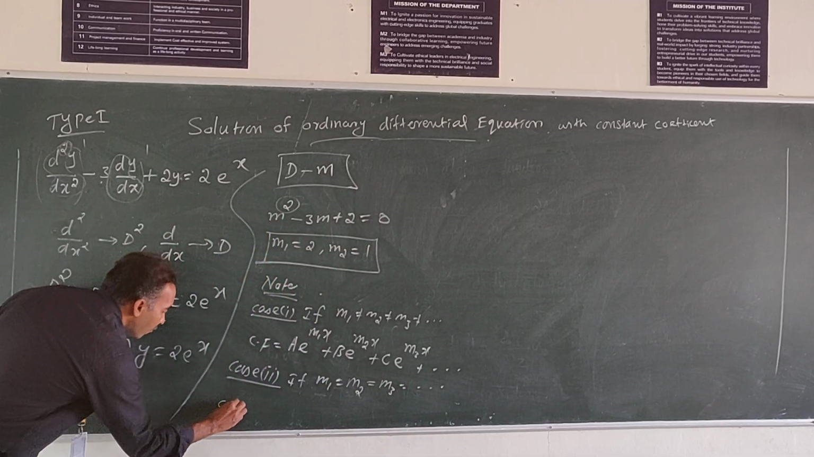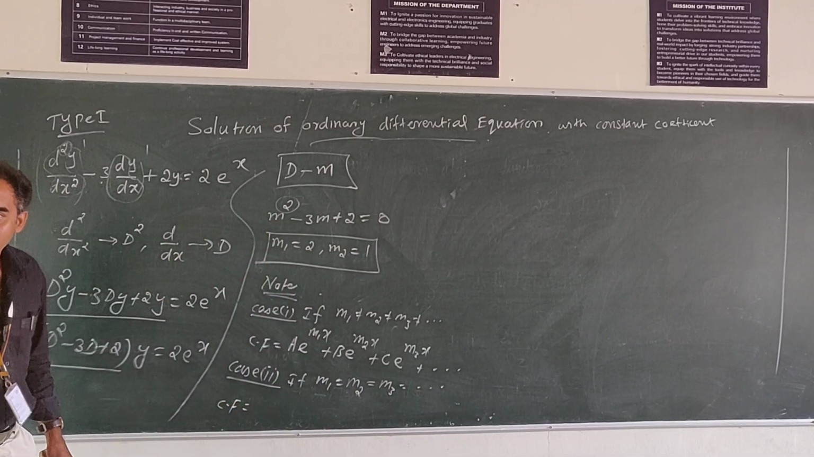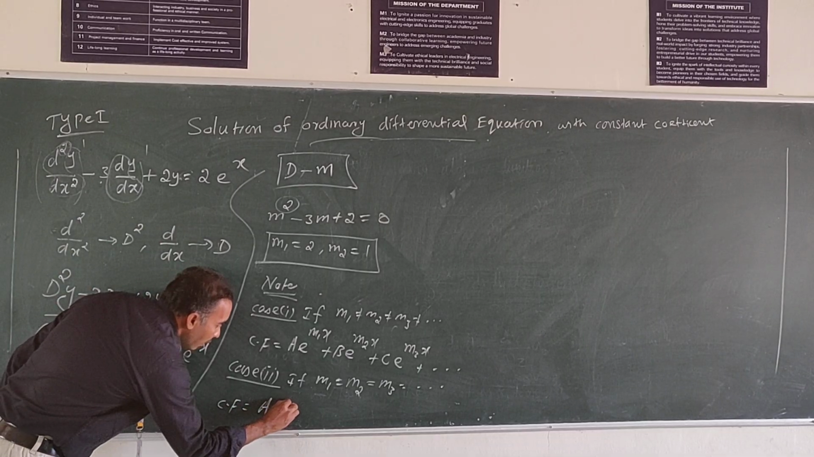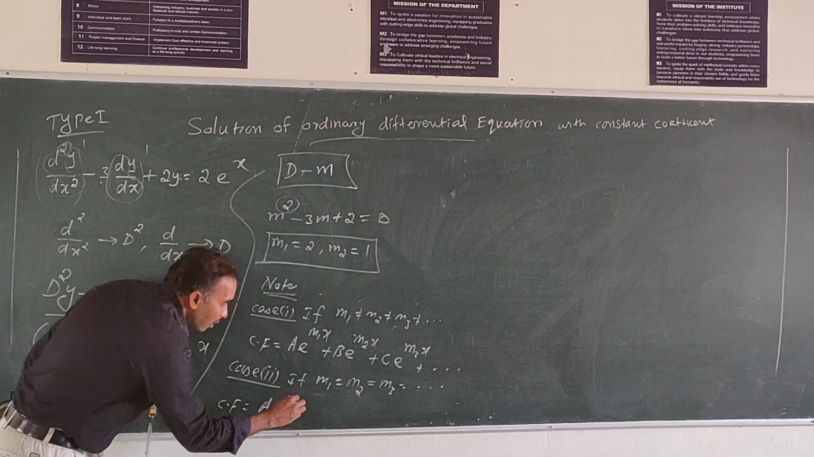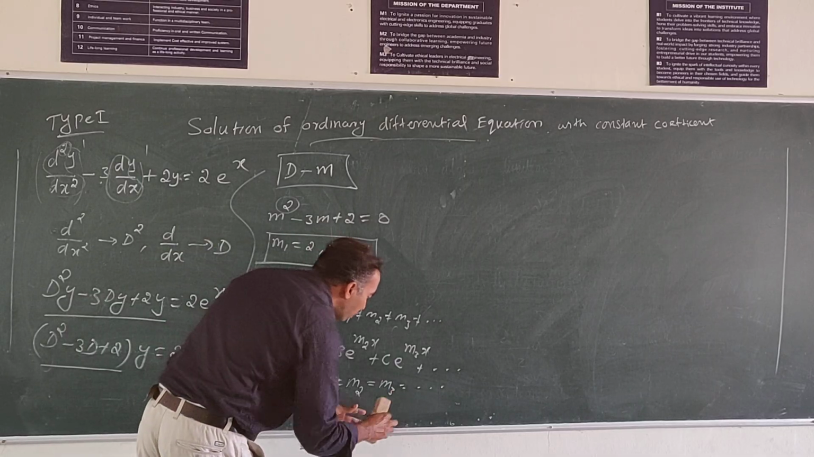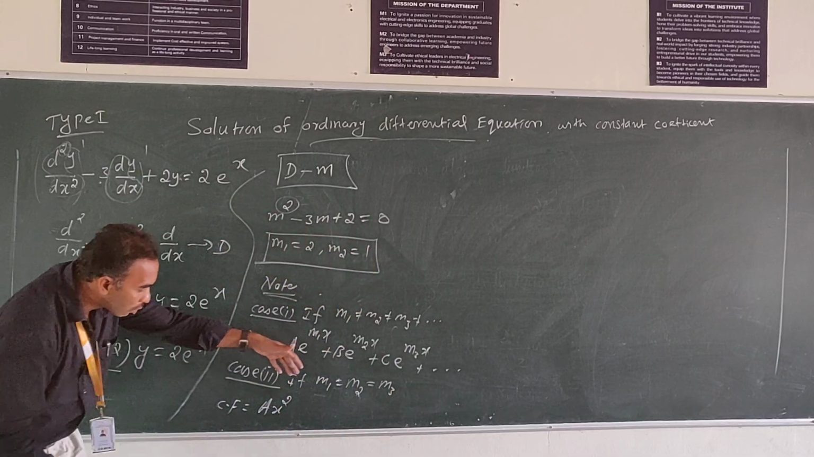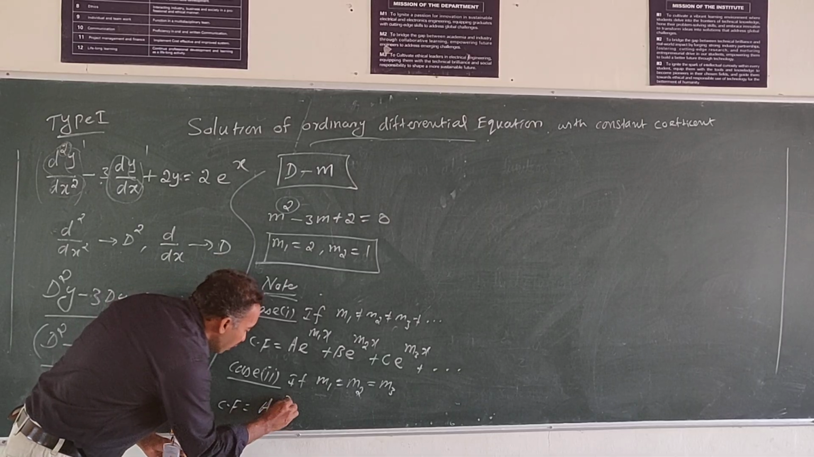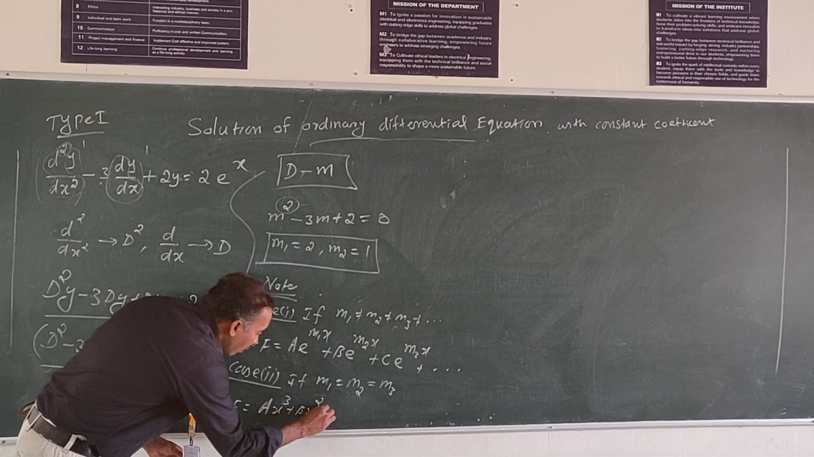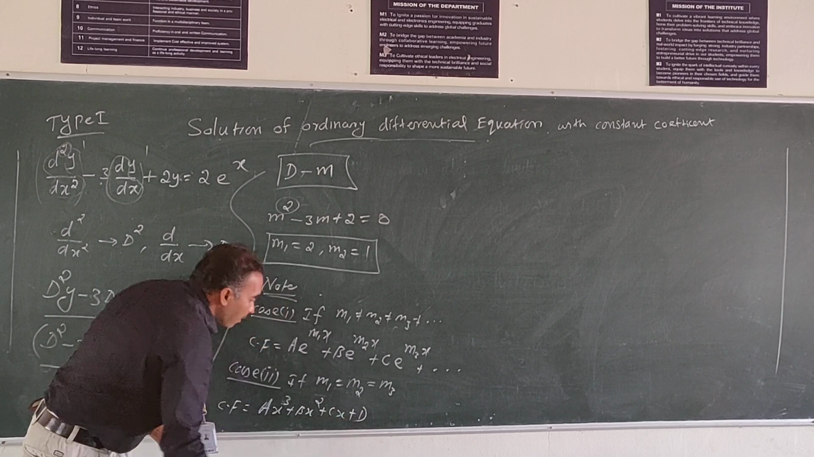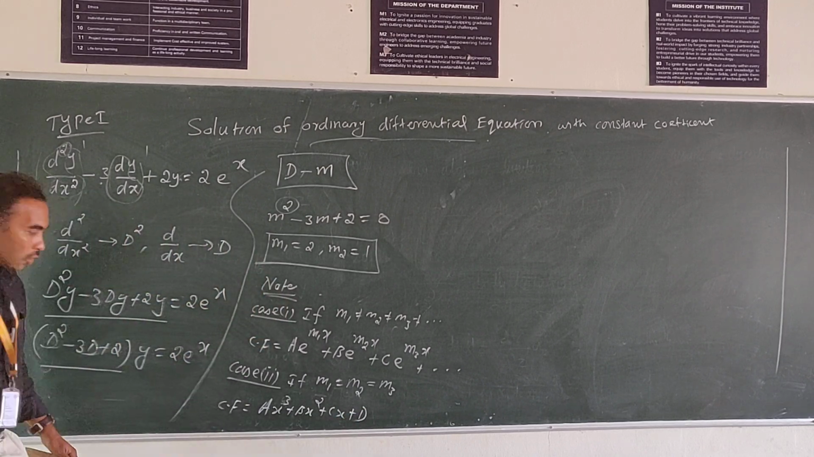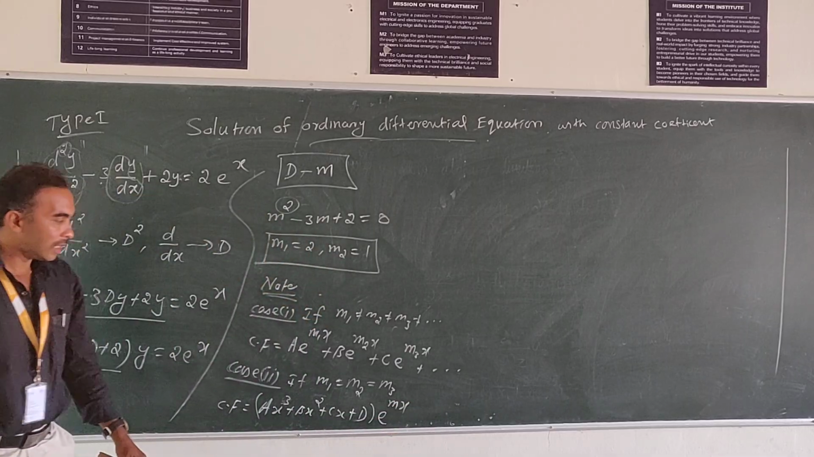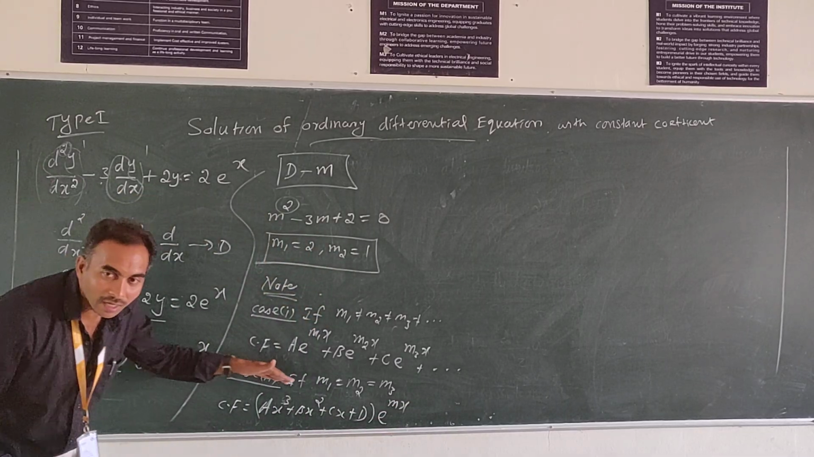So the complementary function will be as follows. Consider there are three roots, and all three roots are equal. Then it is a x square plus b x plus c into e power mx. This is the formula if all the roots are same.